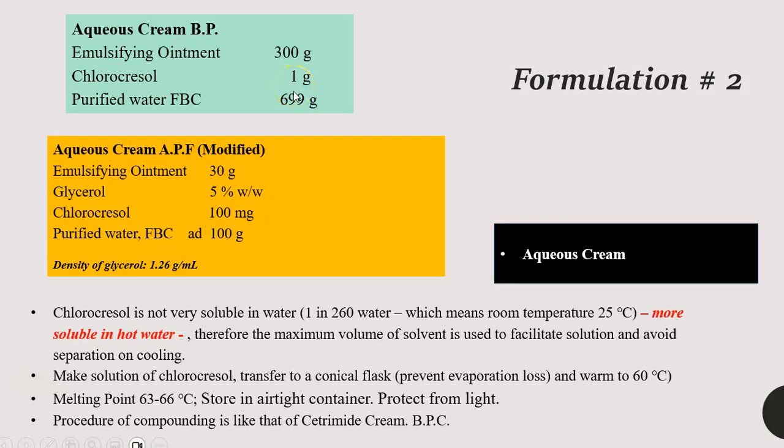Now, bear in mind that chlorocresol is not very soluble in water. When you read your Martindale pharmacopoeia, it says 1 in 260 water, and we know that a temperature is not mentioned, so they are referring to room temperature. Now, if you should read the Martindale carefully, it says more soluble in hot water, but guess what? The melting point for chlorocresol is 63 to 66 degrees. So we advocate that you make the solution with chlorocresol with water not exceeding 60 degrees. And so this is where your thermometer is really important because you do not want to destroy your active ingredient.